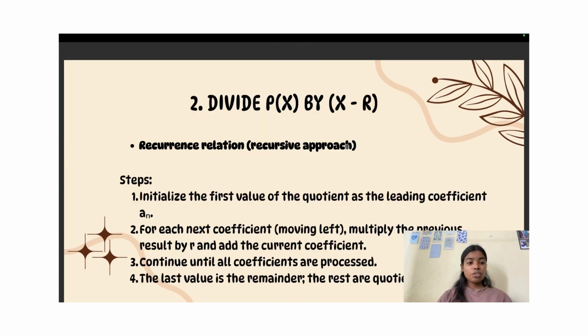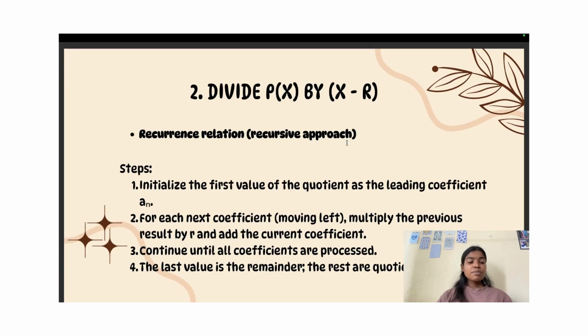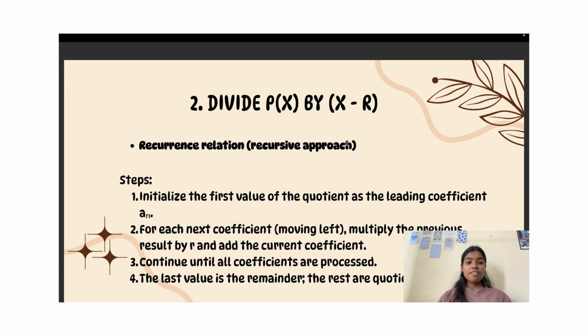Now we will divide P(x) by x minus r by recurrence relation. Steps are: first, we initialize the value of the quotient as the leading coefficient a_n. Second, for each next coefficient, moving left, multiply the previous result by r and add the current coefficient. Third, continue until all coefficients are processed. Fourth, the last value is the remainder and the rest are the quotient coefficients.